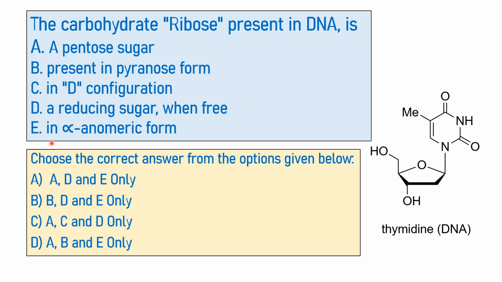And in the last case, it is an alpha anomeric form. No, here it is in the beta anomeric form. If it was alpha, the base must be at the bottom. So this is the option that we have seen. And so the correct option which gives you the solution is A, C and D. B and E are wrong answers. Thank you.